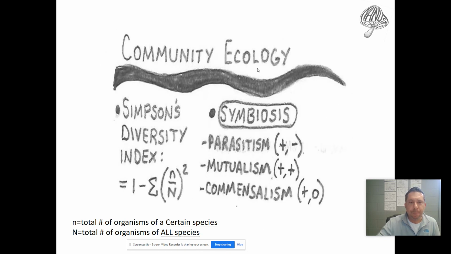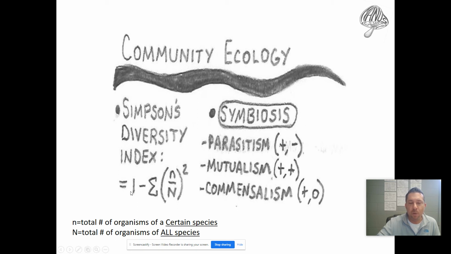Community ecology is going to be a little bit different. That one's going to be dealing with symbiotic relationships and how, as a community, these ecosystems exist. You're going to have something called Simpson's Diversity Index, and that's going to be an equation that's on your formula sheet. Just take note of what the variables actually stand for.